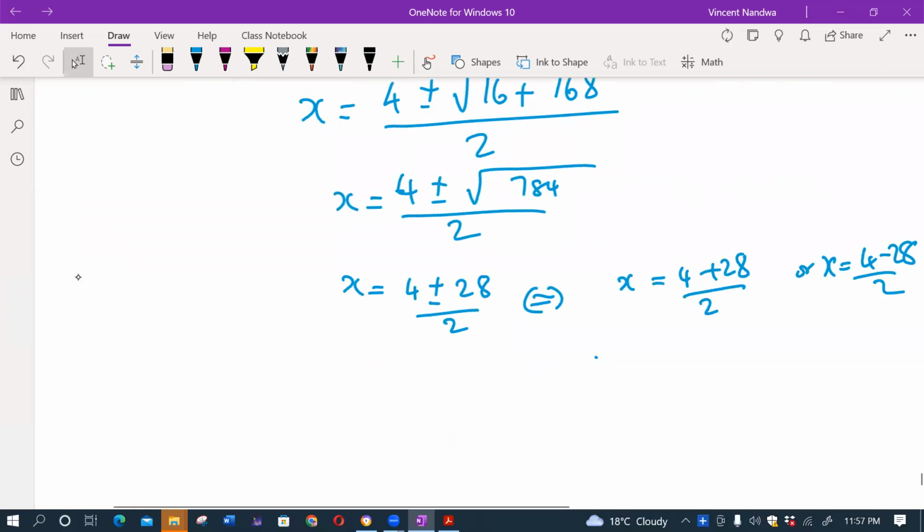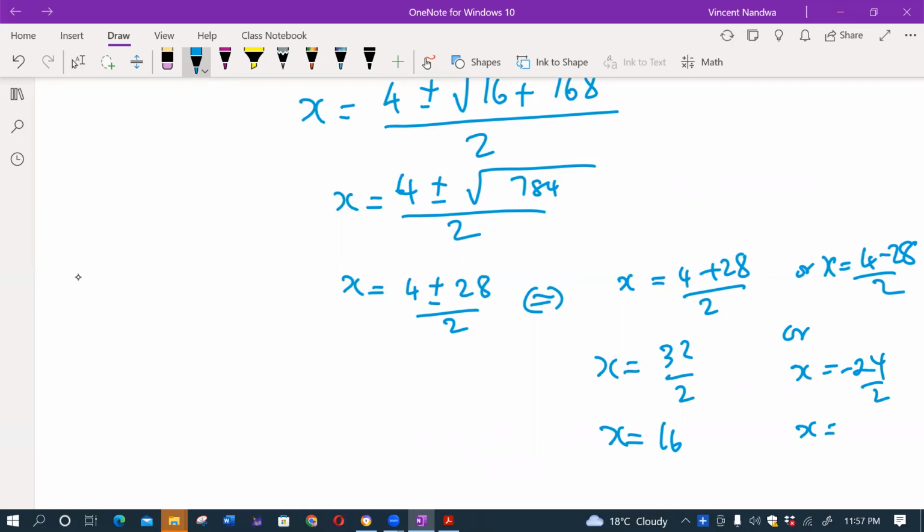So we have x equals 32 over 2, which is 16, or x equals minus 24 over 2, which is minus 12. This one we ignore because we don't expect distance to be negative.